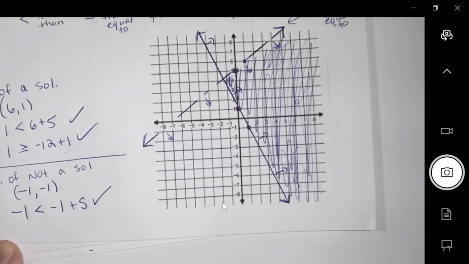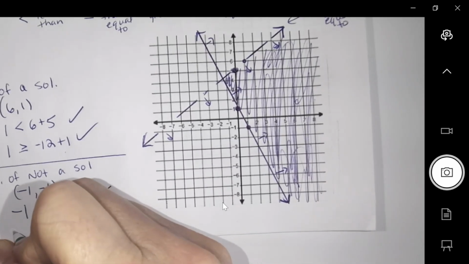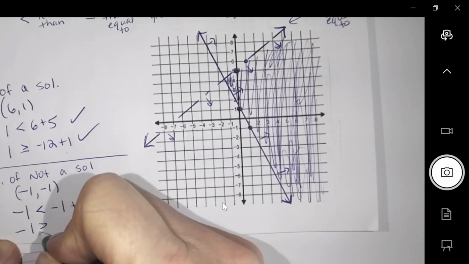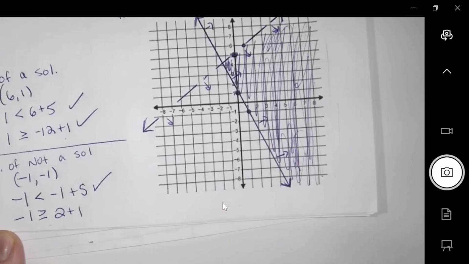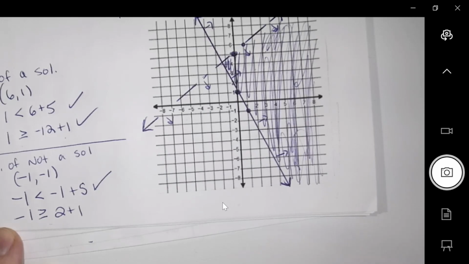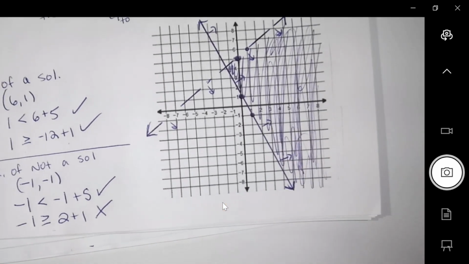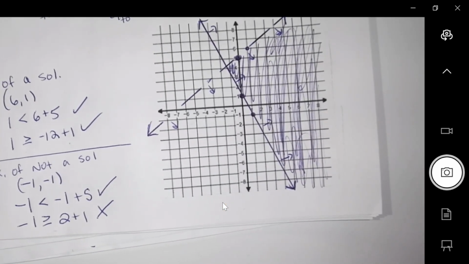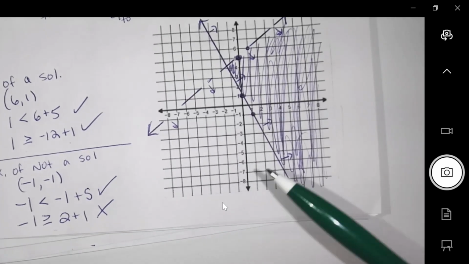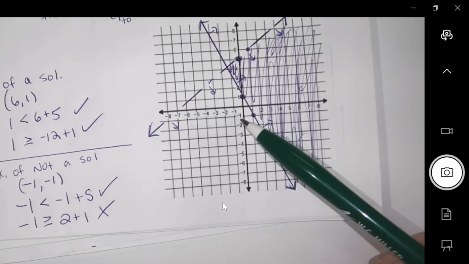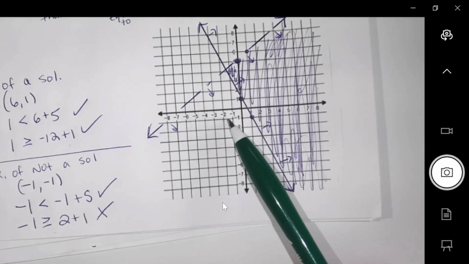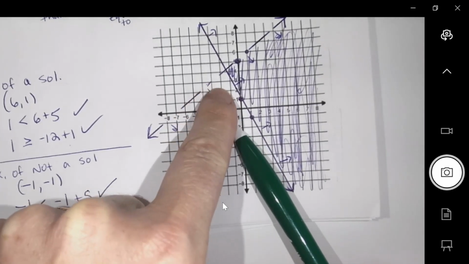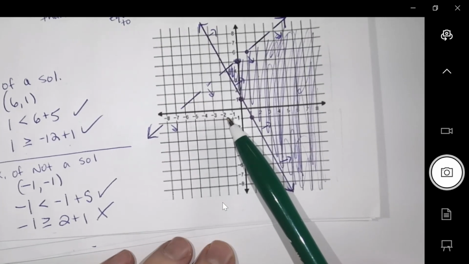Is -1 greater or equal to 2 plus 1? Is that true? No. That's why it's not a solution. It has to be true for everything. Okay? And do you see these arrows? This coordinate would have worked for this line, but not that line.